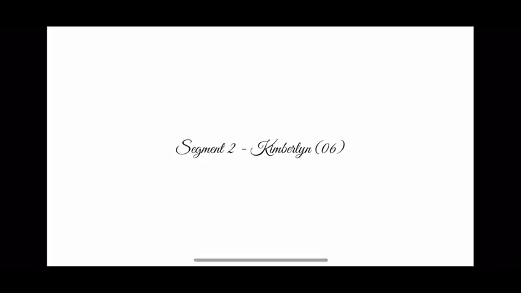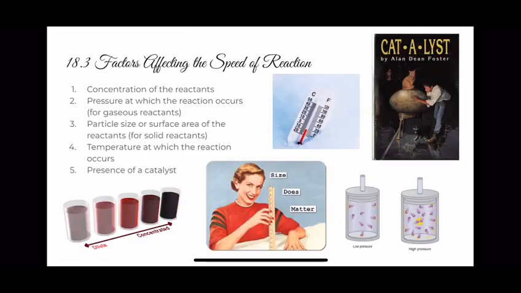Factors affecting the speed of reaction. There are 5 factors that affect the speed of reaction: concentration of the reactants, pressure at which the reaction occurs, which is for gaseous reactants, the particle size or surface area of the reactants, which is for solid reactants, the temperature at which the reaction occurs, and lastly, the presence of a catalyst.